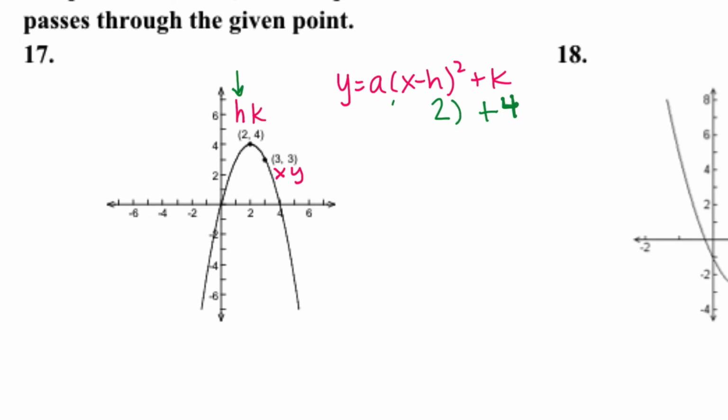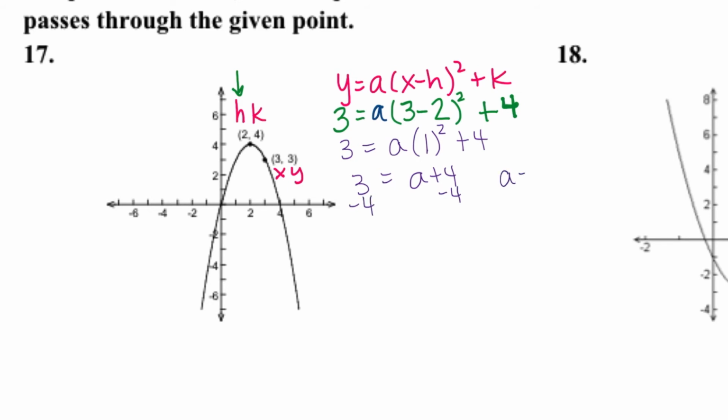In for my k, I'm going to add in a 4. I have my x value is 3. I have a minus in between the 3 and the 2. My y is 3, and the only thing left is my a value, and that is what I'm going to try to solve for. So I want to do what's inside the parentheses first. 3 minus 2 is 1, and make sure you square that. 1 squared is 1. And 1 times a gives me a plus 4 equals 3. I minus the 4, and my a equals a negative 1.